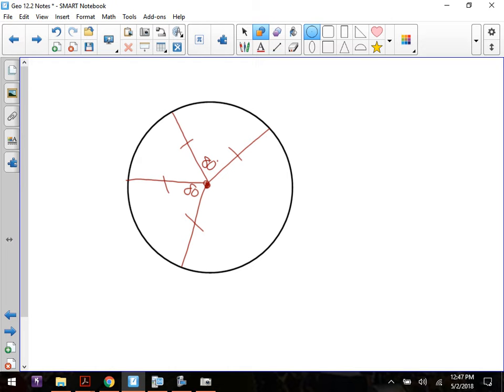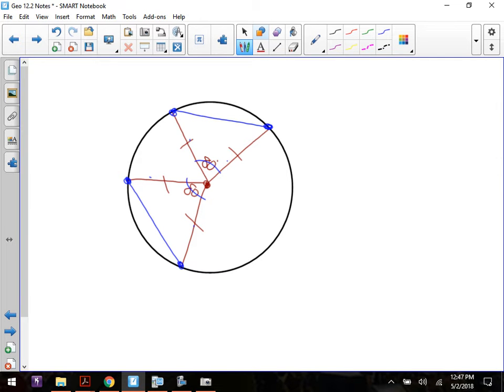Now, the minute that I do this, what am I creating? I'm creating chords, but I'm also creating not equilateral, isosceles triangles. Okay? The reason why, notice that I've got 2 legs congruent, 2 legs congruent. Are the central angles congruent?